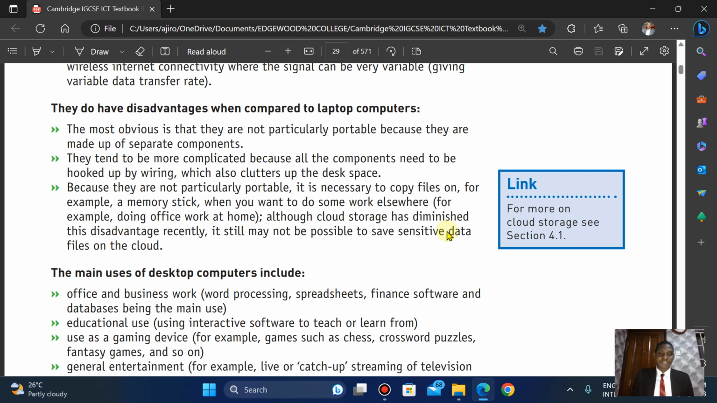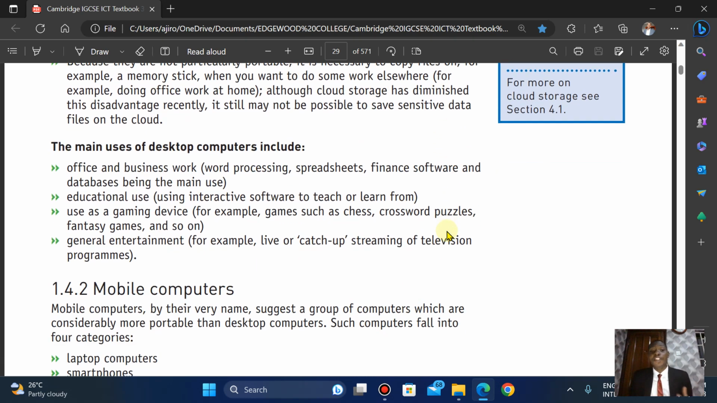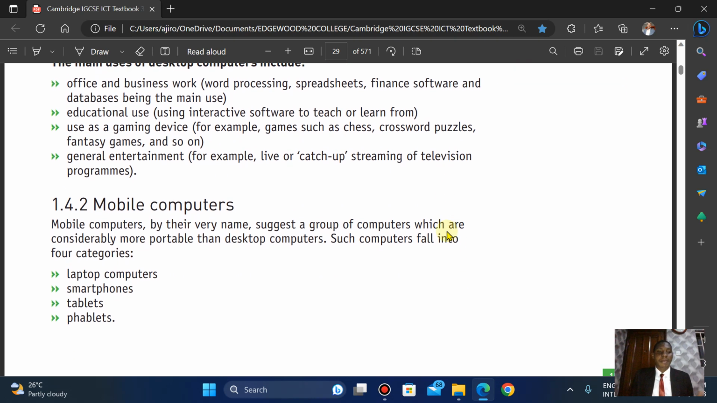Okay, let's look at the main uses of desktop computers. They can be used for office and business work, educational use, gaming, entertainment. Whatever you use a laptop for, you can use it for the desktop. Okay. Mobile computers, by their very name, suggest a group of computers which are considerably more portable than desktop computers. So any computer that is portable is what we call a mobile computer.